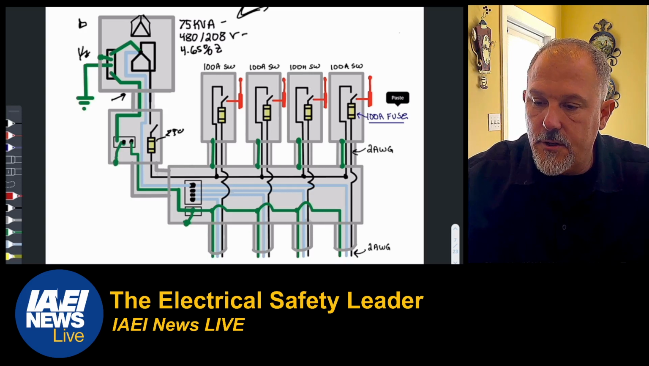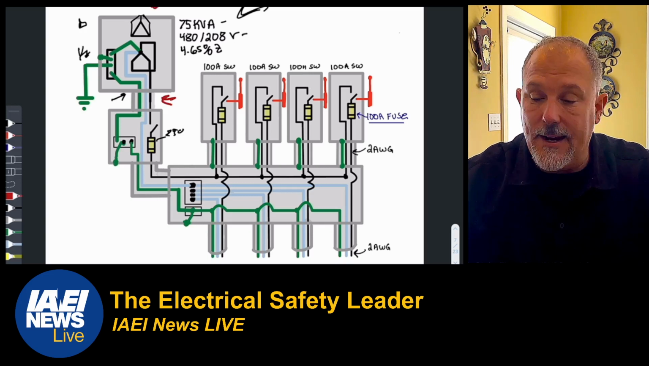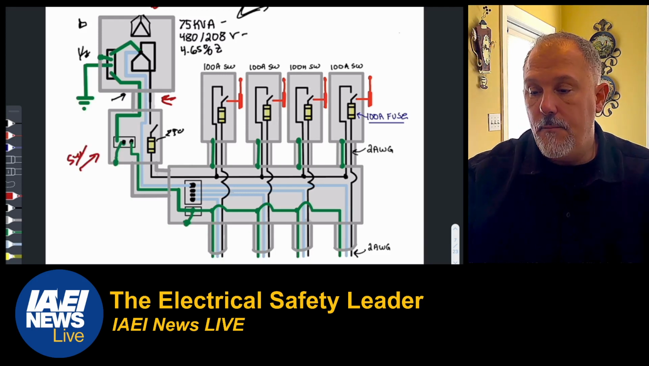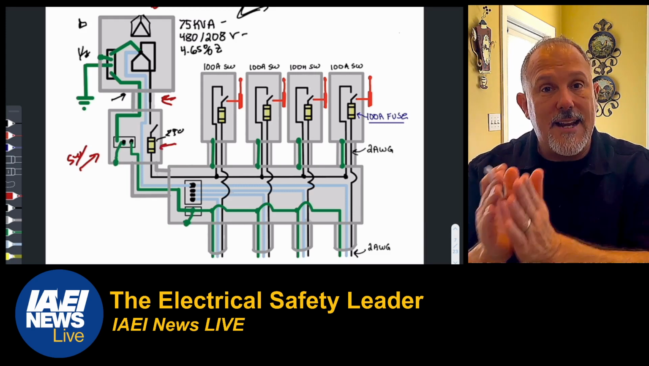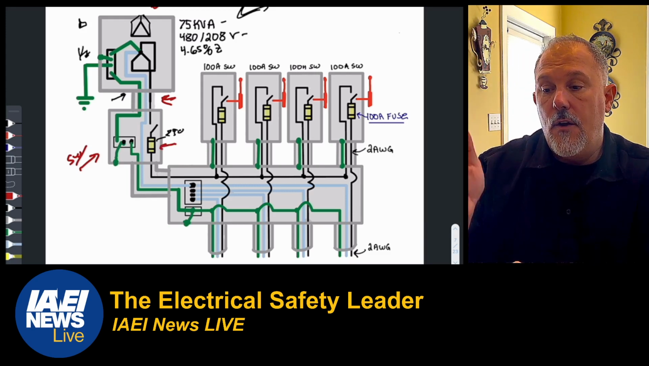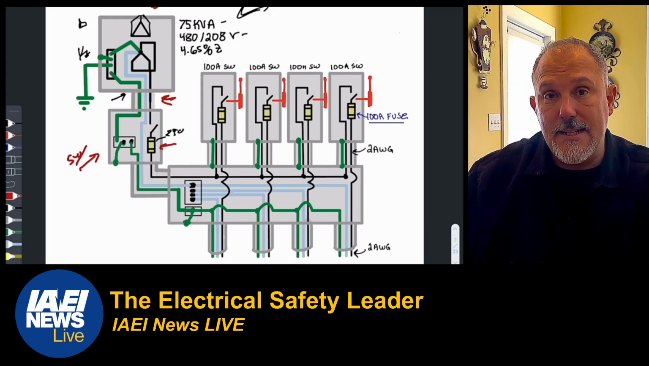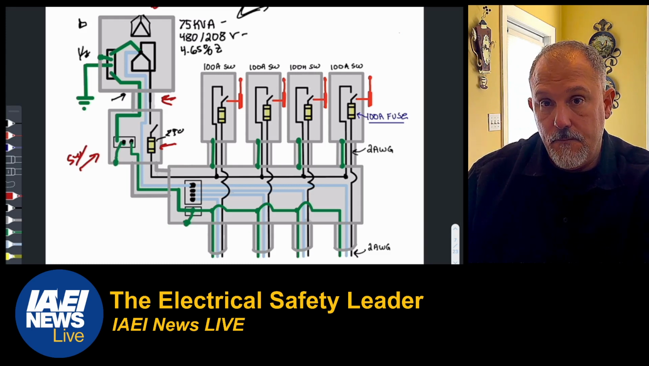So there's our transformer right here. There's our transformer secondary conductors right there. And then we have our fusible disconnect switch right here. That tells you that because I have an overcurrent protective device there, the conductors on the secondary of that overcurrent device is protecting that conductor at its source. So that is a feeder.